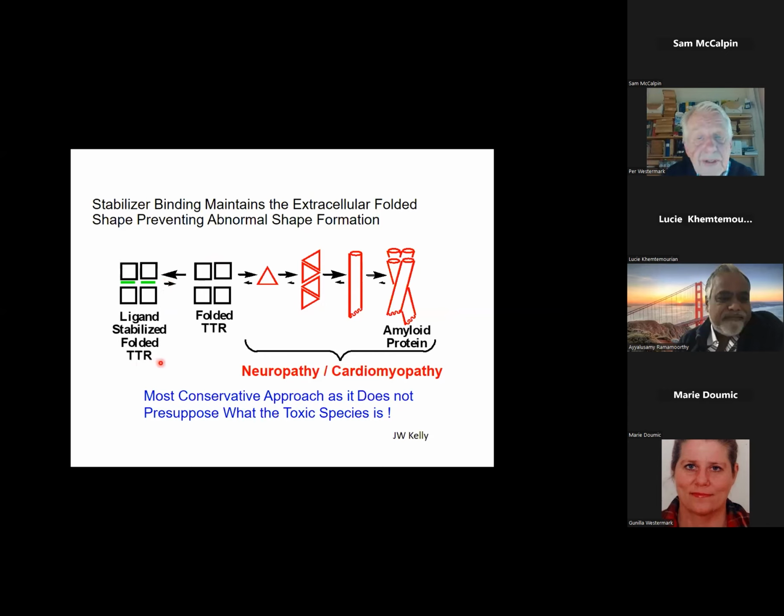This is the same thing shown here by a simplified drawing by Jeff Kelly, and it points to the fact that ligands bound to the tetramer are important for keeping the stability of the protein, and the rate-limiting step for forming amyloidosis is dissociation of the tetrameric protein into monomers, and the monomers are prone to misfold and make different kinds of aggregates.